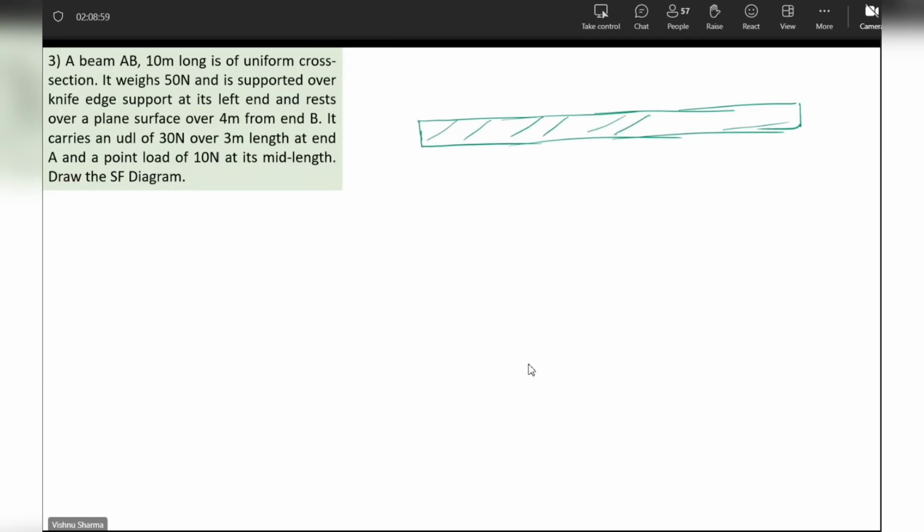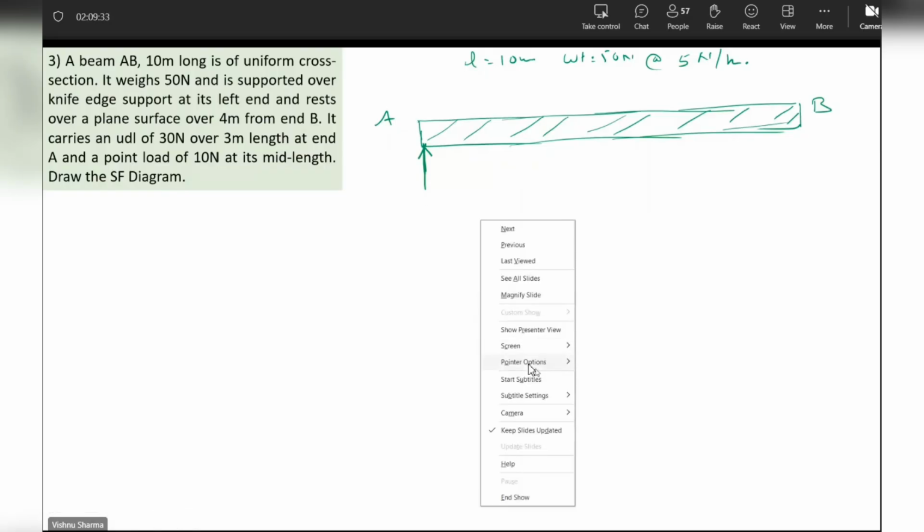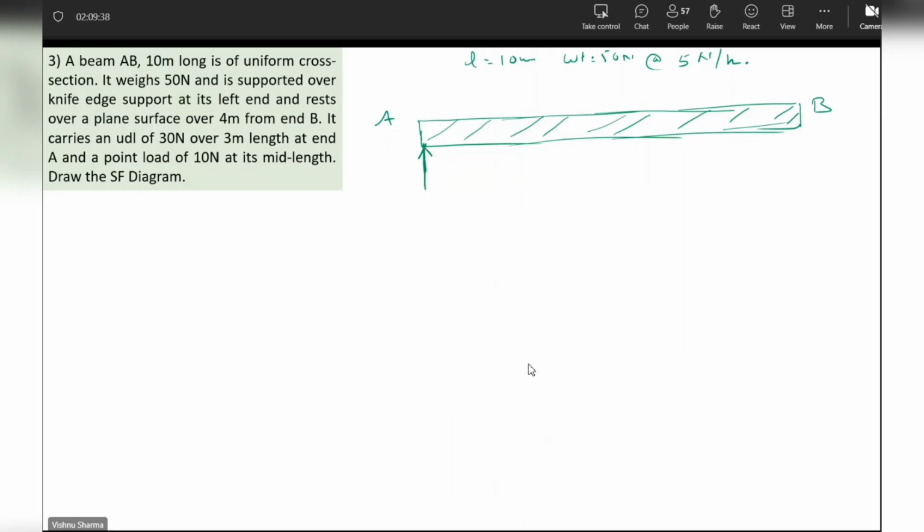So this is the beam. AB 10 meter long. It weighs 50 newtons at the rate of 5 newtons per meter, right? It is supported over a knife as support at its left end. It's supported like this at the left end, okay? And rests over a plane surface over 4 meters of length and from end B. It rests over a plane surface over 4 meters at end B.